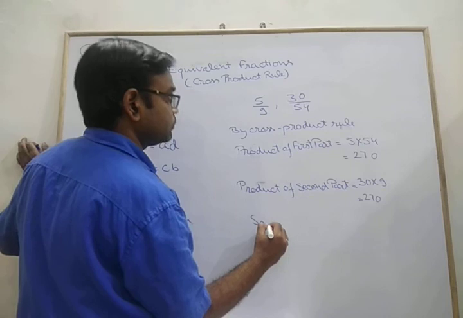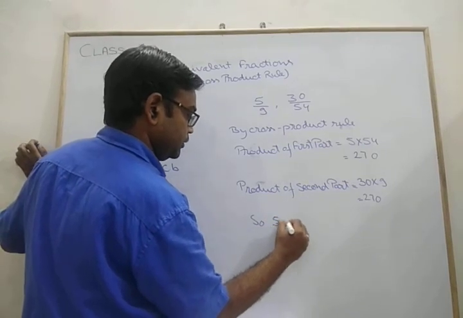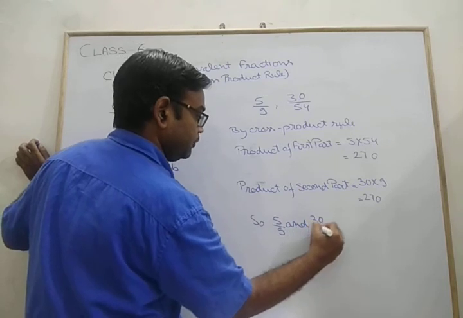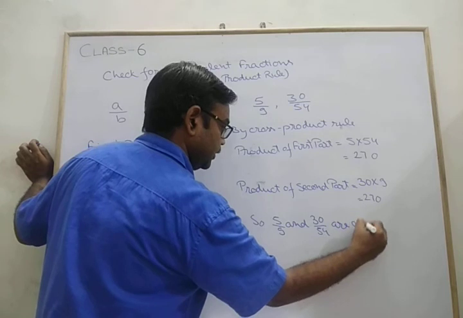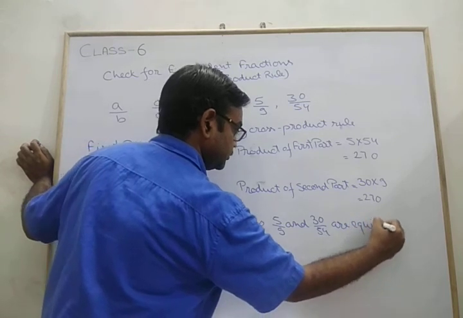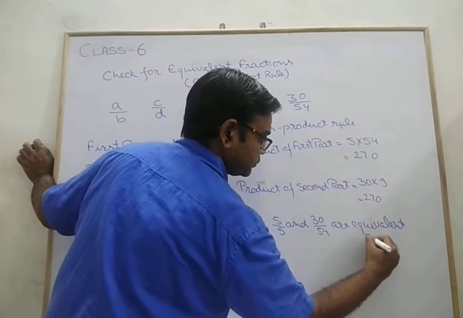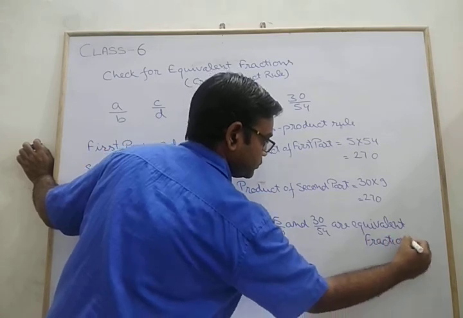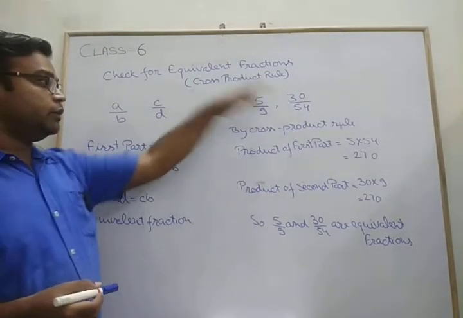So 5 upon 9 and 30 upon 54 are equivalent fractions. Equivalent fractions. Likewise, you can solve.